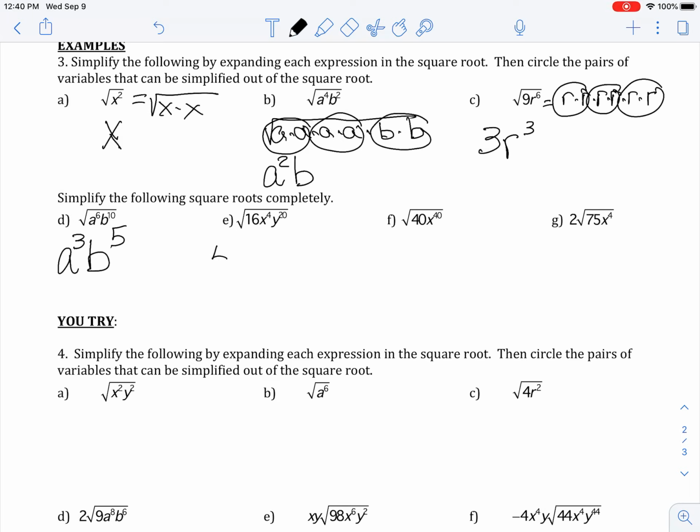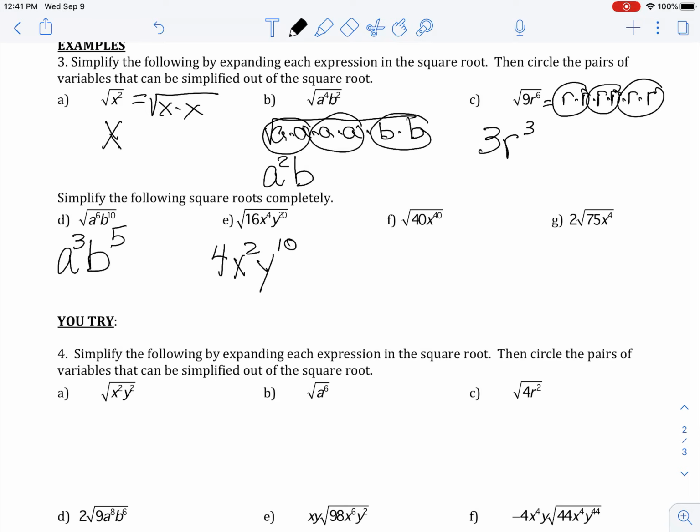E, the square root of 16 is 4. That's a perfect square. The square root of x to the 4th is x squared. The square root of y to the 20th is y to the 10th, similar to what we did in D. So there are 10 pairs of y's.